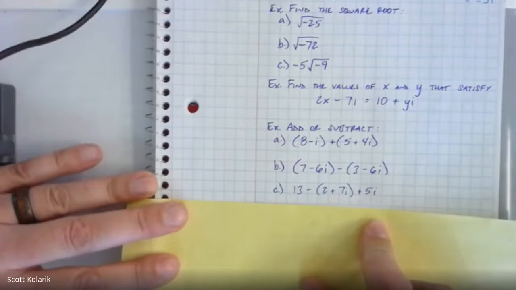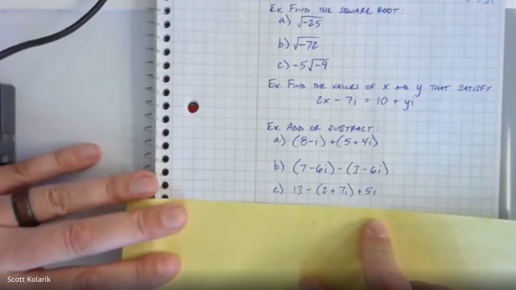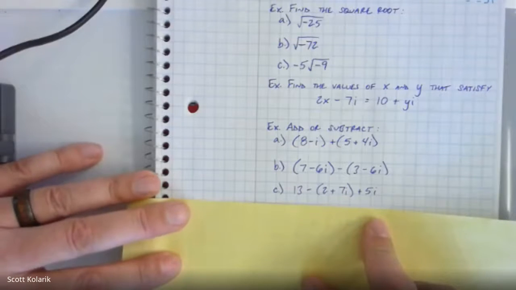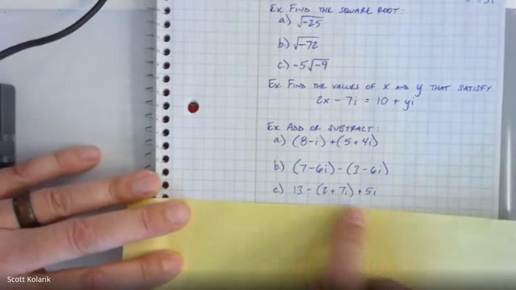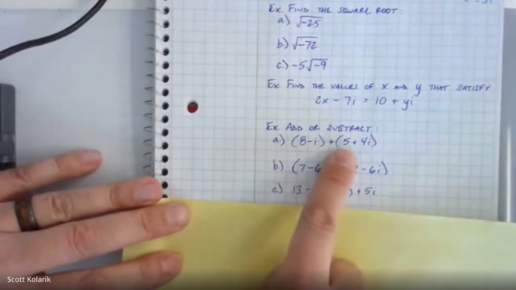But again, the concept is very simple. Combine like terms. If it helps you, think of i as like the letter x, some variable, in which case you can only combine the i's with other i's, just like you would only be able to combine x's with other x's, and just regular real numbers with other real numbers. So in this case, when I add these two together, I have to add that 8 to that 5.